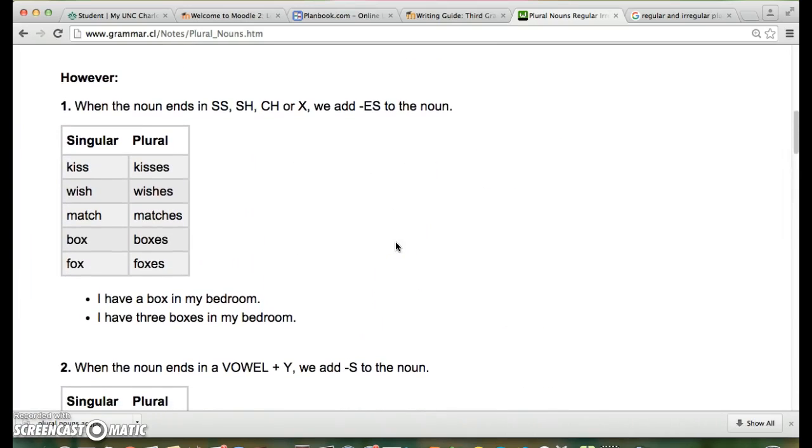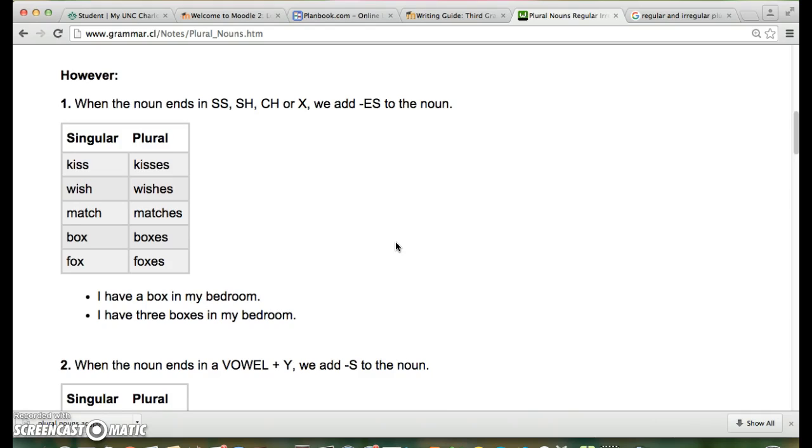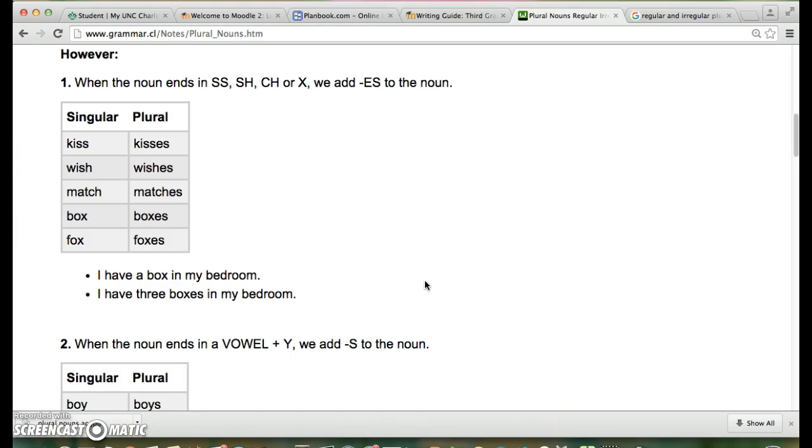So one of the rules is sometimes we don't add just s. Sometimes we have to add es, and that is if a word ends in ss, sh, ch, or x. We have to change it to add es, and you can see that on the singular plural chart right here for that situation. So here's an example. I have a box in my bedroom. I have 3 boxes in my bedroom. So you have to add es because it has an x.